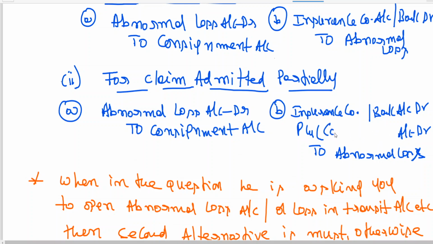P&L account, claim not admitted. Debit P&L account, loss to abnormal loss account. Abnormal loss account got cancelled. We can write insurance company account data, P&L account data to consignment also we can write.